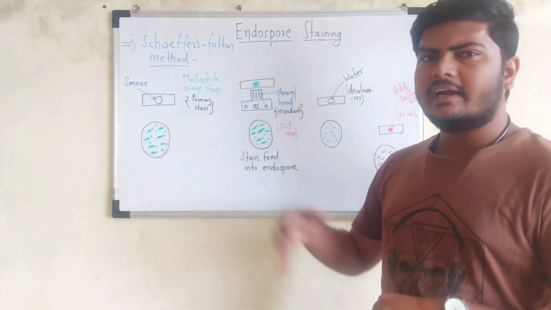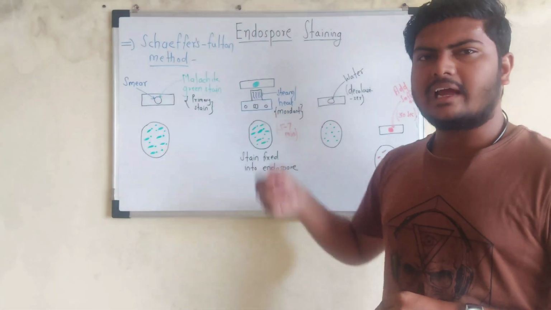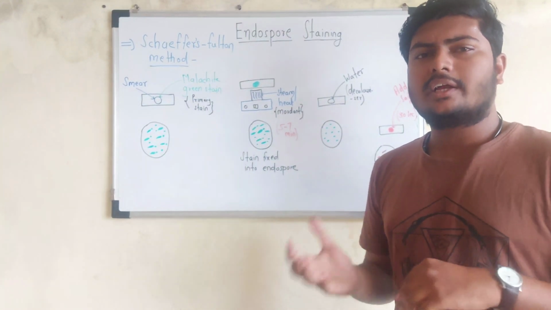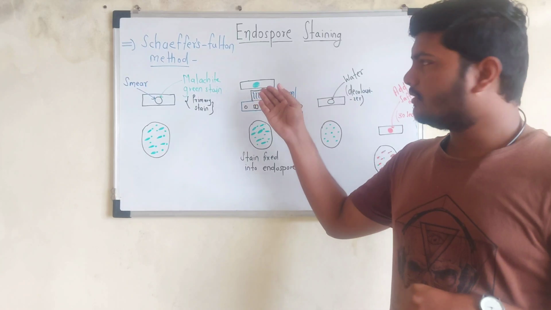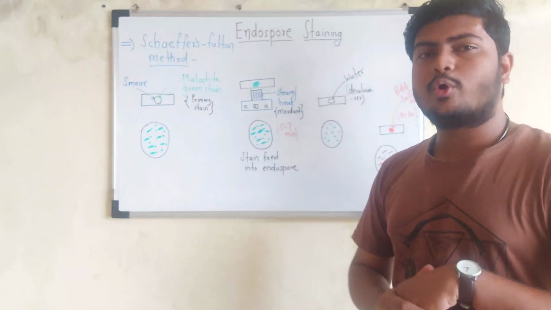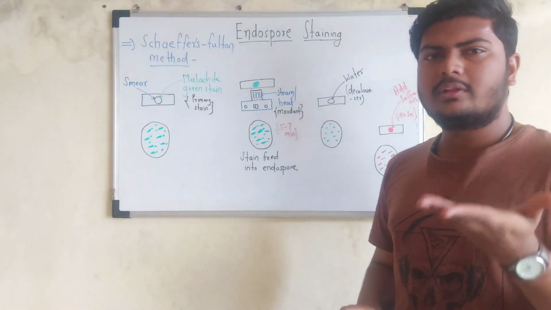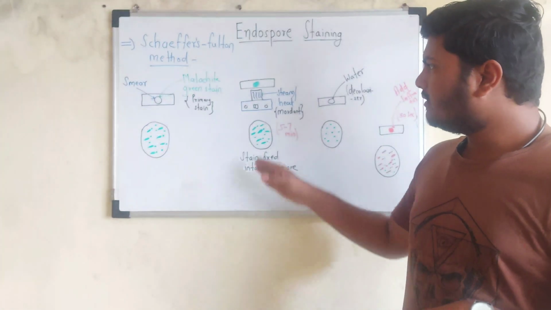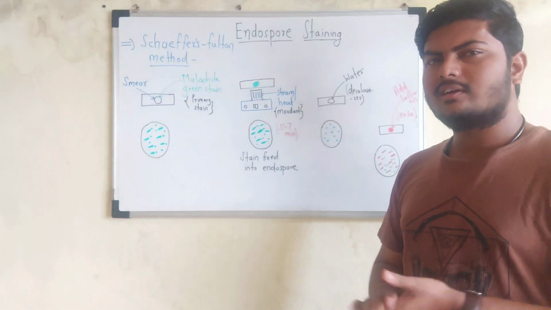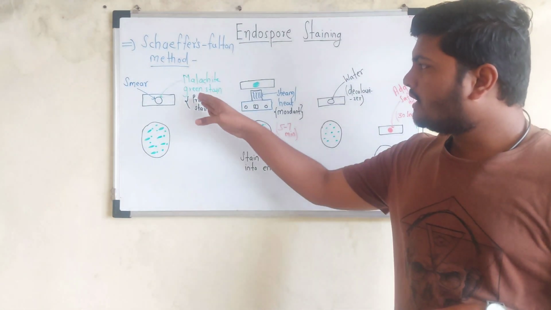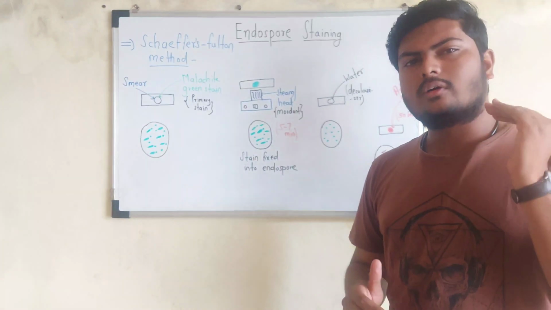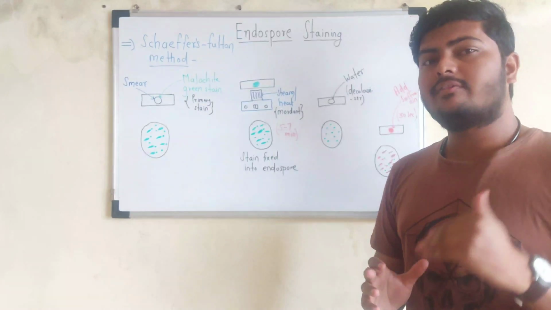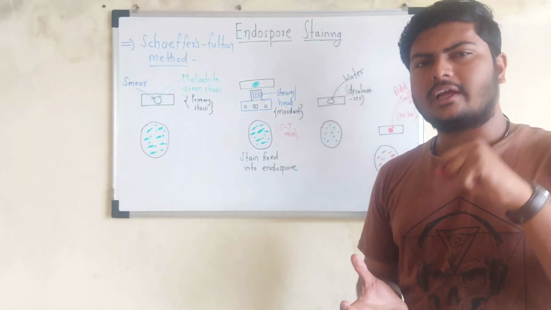After adding this stain, we will keep this slide on something called a water bath, or anything which can heat our smear or provide steam to our slide. We will keep this slide on that instrument. For 5 to 7 minutes we provide the steam to this slide. What happens in this case is we are forcing this malachite green stain to enter under the endospore, so that the stain will fix into that endospore.